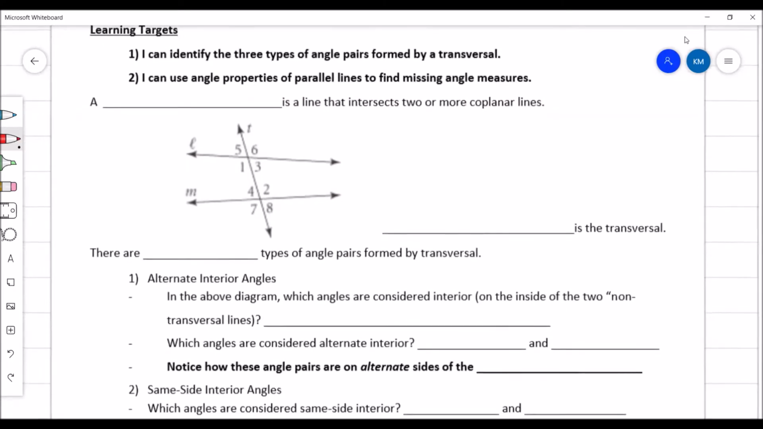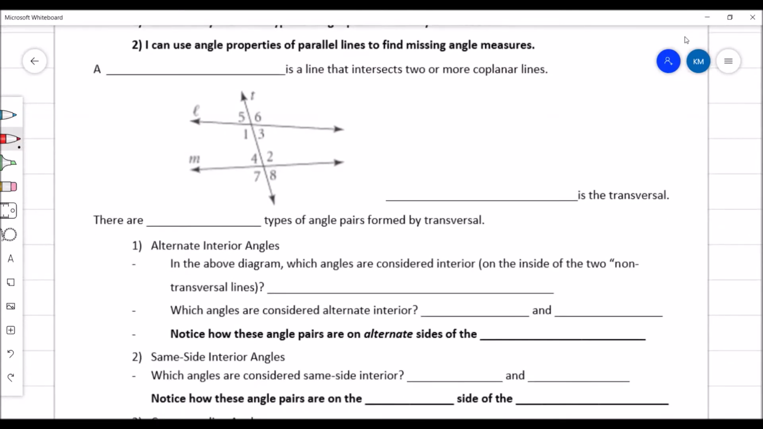Okay, so we're going to start with a word that we kind of already said, a transversal. A transversal is a line that intersects two or more coplanar lines. So as we look at this diagram here, we see line T, we see line L, we see line M. We see that they make 8 angles off their intersection in this case. Between those lines, line T is the transversal. Line T is the transversal because it intersects line L and line M.